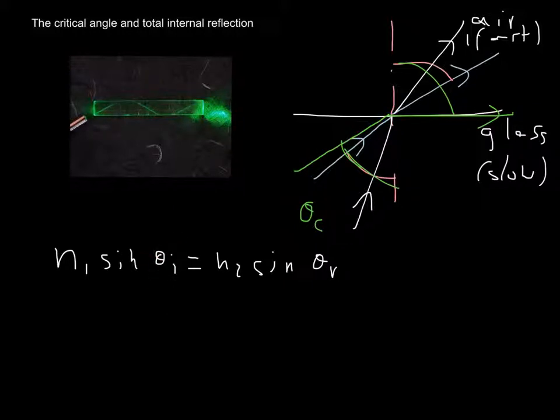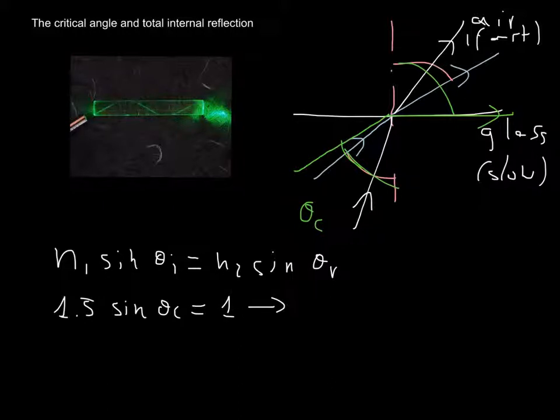So let's do that. This, in this case, is going to be the glass, because it's going from glass to air. And this is going to be 1 because it's air. So we got 1.5 times sine of the critical angle is going to equal n2, which is 1, times sine of 90, which is 1. So this is going to equal 1.